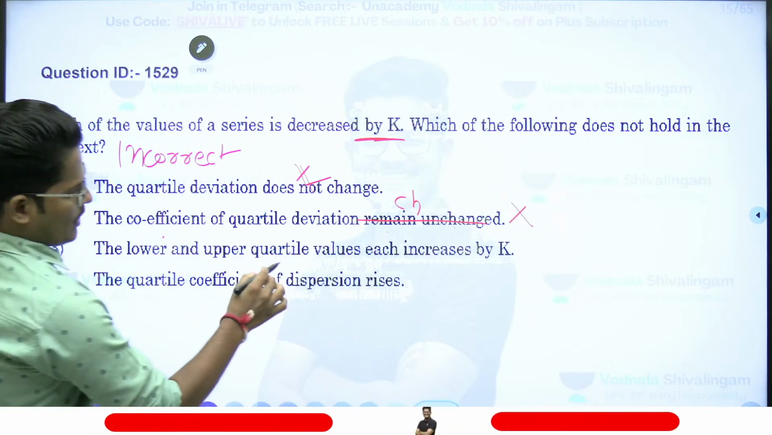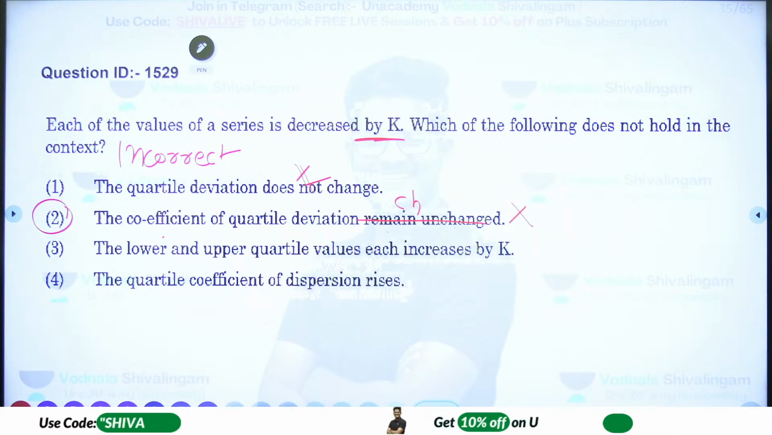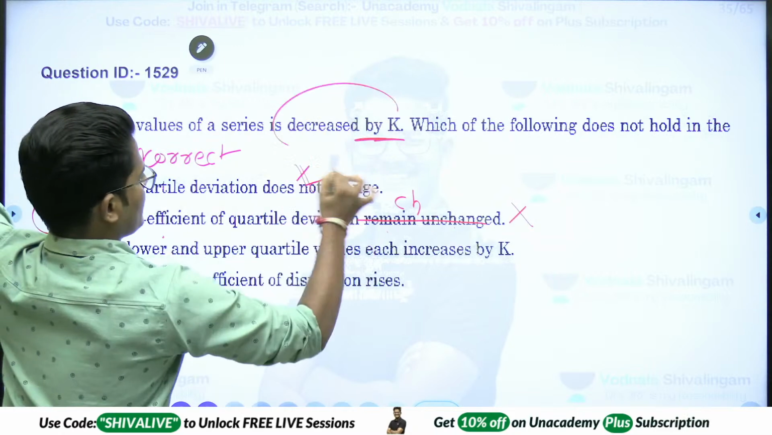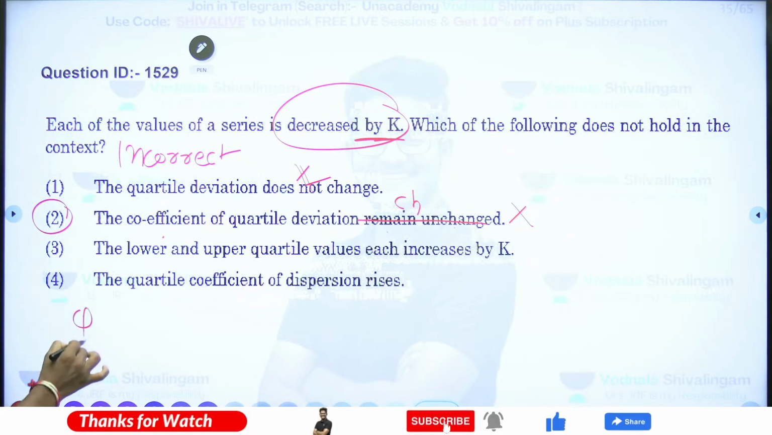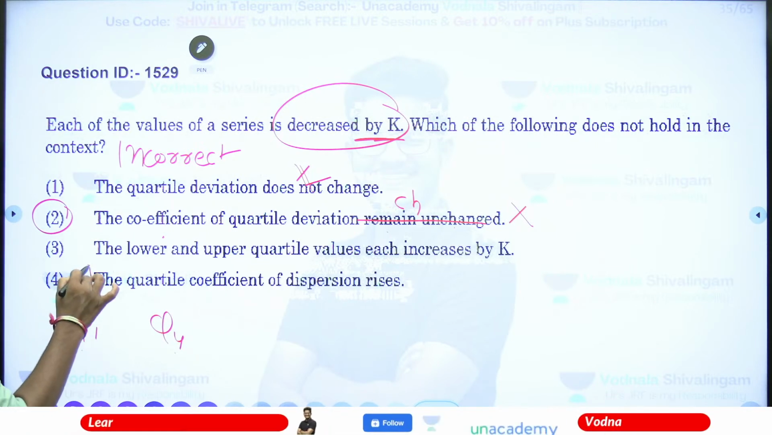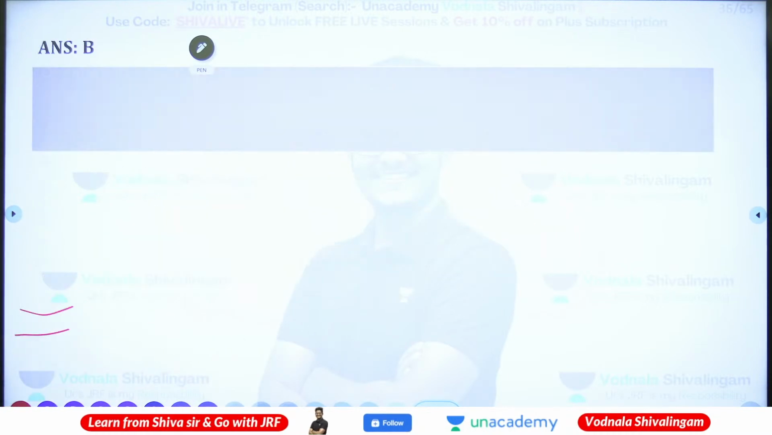And lower and upper quartile values each increase by k. Lower and upper quartile values each increase by k, because they are decreasing by k, no? So it will operate the opposite way, lower and upper quartiles. Q1 and Q4 they are speaking about. Lower is Q1, upper is Q4. The quartile coefficient of dispersion rises. This is ambiguity. So this statement is still under confusion.